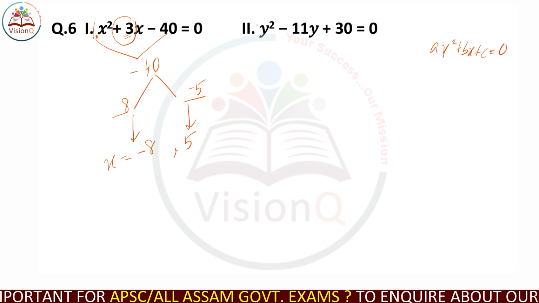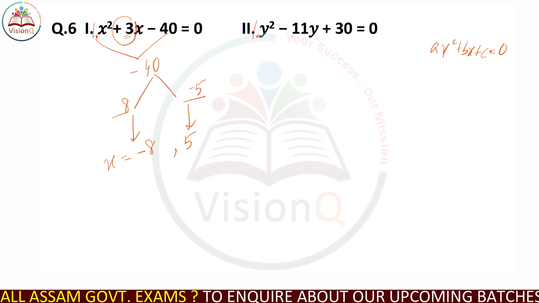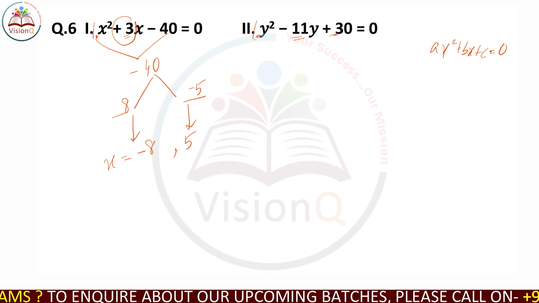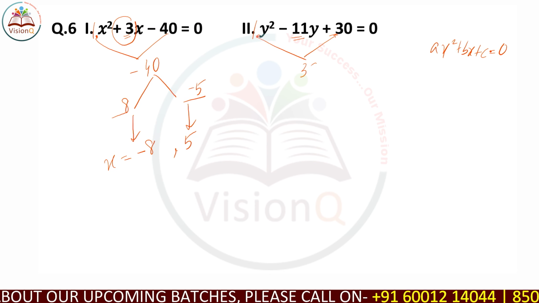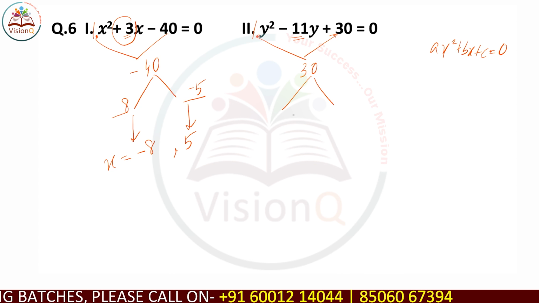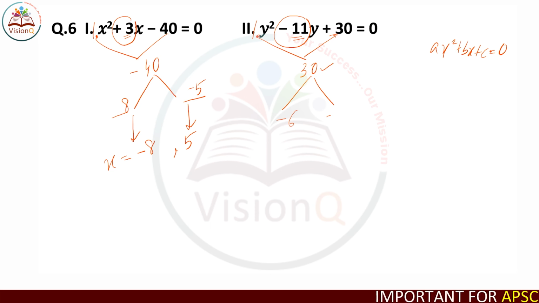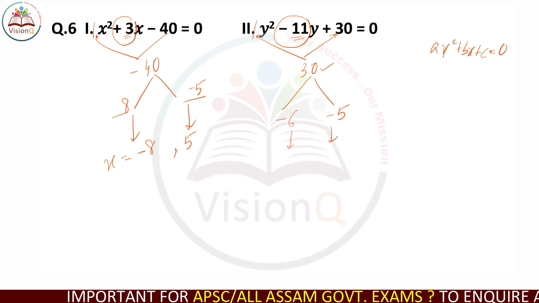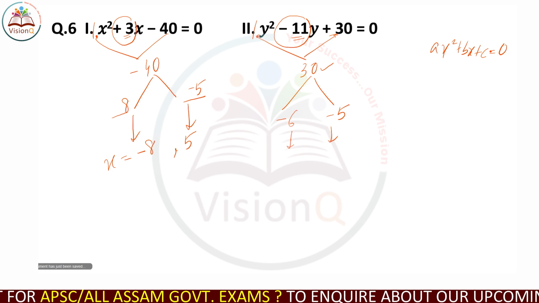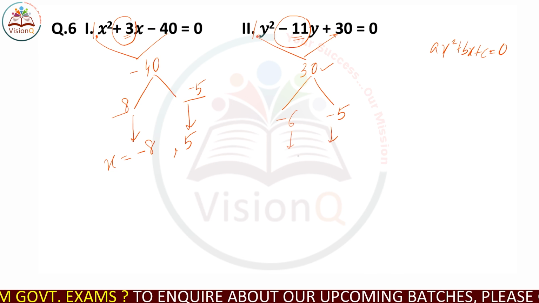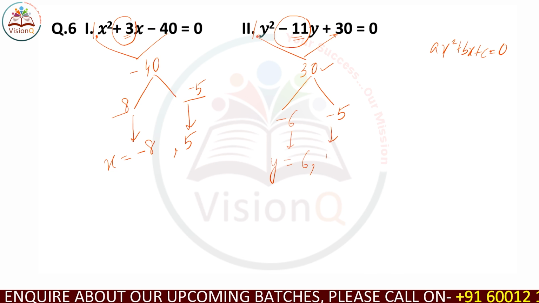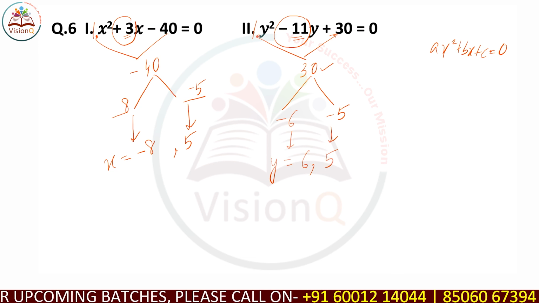In the next equation, a is 1 again, b is minus 11 and c is 30. So first multiply a and c, I get 30. Then break 30 into two numbers so that the sum of these two numbers is b, which is minus 11, and the product of these two numbers is 30. How to break these numbers? Minus 6 and minus 5. In the next step, divide both these numbers by a and change the sign. a is 1 here, and if I change the sign, the values of y become 6 and 5. So the next step is to compare x and y.